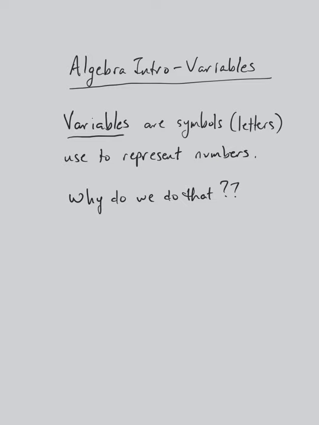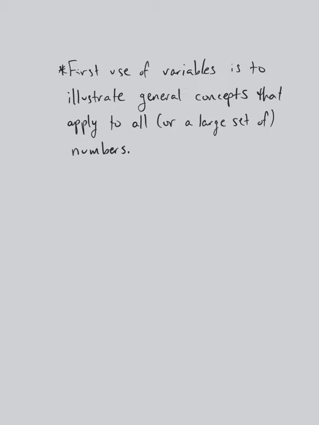And so a very common question I get in basic algebra class is why the heck would we even want to do that? Why do we want to use letters to represent numbers? So there's three basic uses of variables that I'll explain. Okay, so the first use of variables is just to illustrate general concepts that apply to either all or maybe a large set of numbers.